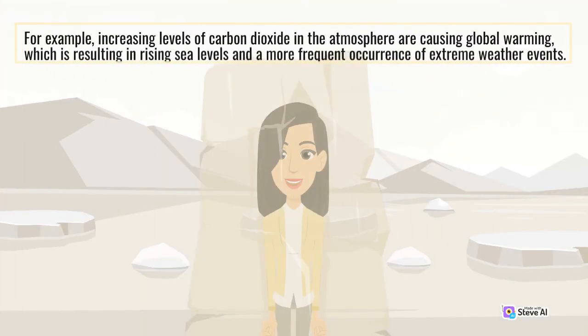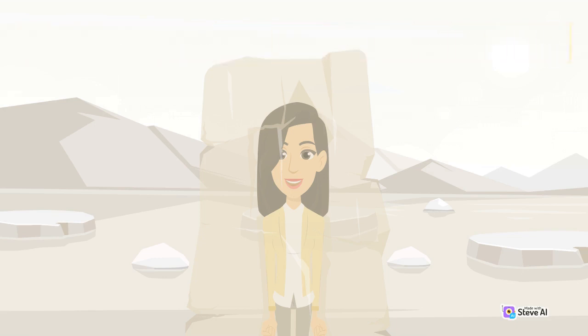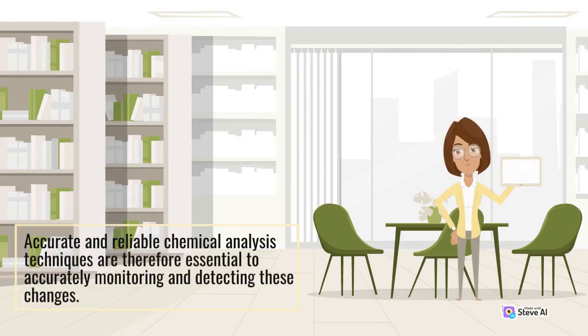For example, increasing levels of carbon dioxide in the atmosphere are causing global warming, which is resulting in rising sea levels and a more frequent occurrence of extreme weather events. Accurate and reliable chemical analysis techniques are therefore essential to accurately monitoring and detecting these changes.